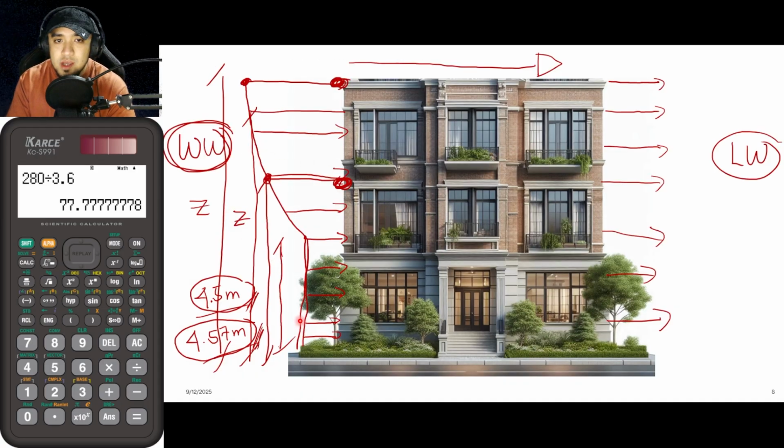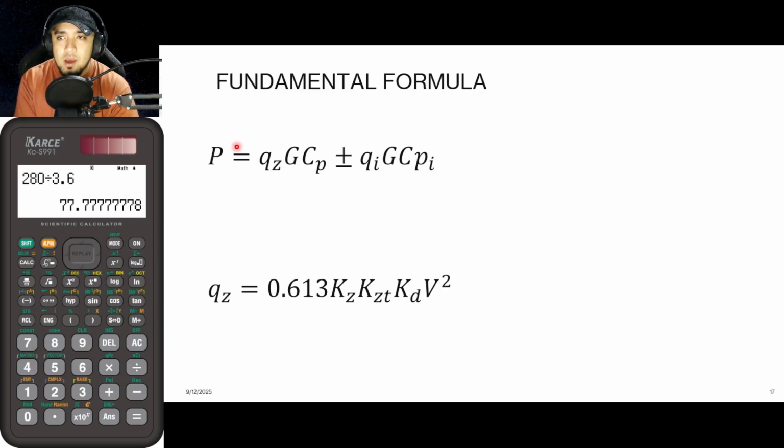What qz is, is not yet the pressure that will be applied to this structure. Not yet. Because there are still some other factors that could affect the pressure acting on the structure itself. Okay? So that is why, for the applied pressure p, you would still be multiplying a couple of factors to the value of qz in order for you to know the effective pressure that will be applied onto the structure.